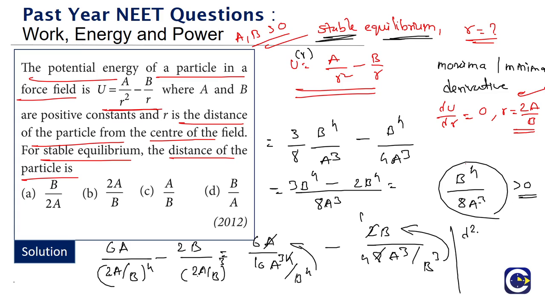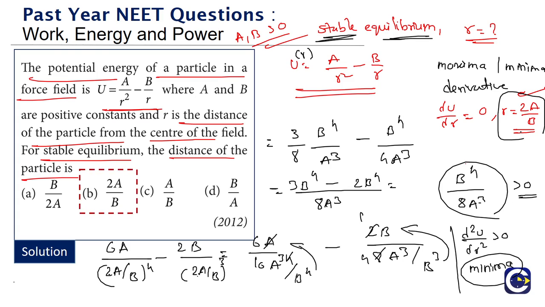Positive. If the second derivative is positive, what does that mean? That corresponds to minima. So r equal to a by b corresponds to what? The potential energy being minima. And when the potential energy is minima, that is our stable equilibrium. So what is the answer for this? The distance of the particle where the stable equilibrium is achieved is r equal to 2a by b.